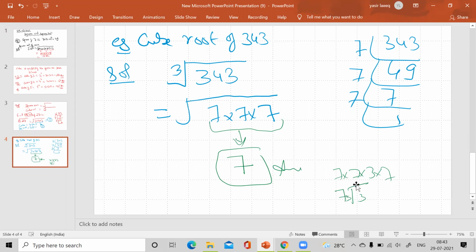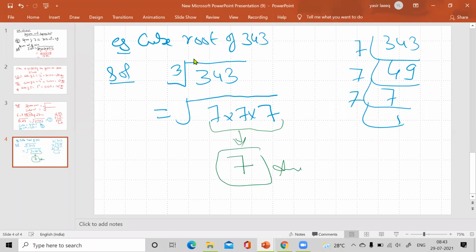Beta, listen to me. He is saying that if such type of examples come, where one of the numbers is left and does not come in a pair, then leave that number as it is, in square or cube form, with the under root sign. Okay, sir. Which 3, beta? That's what I'm saying. Why have you written 3? Because 7 has come 3 times.